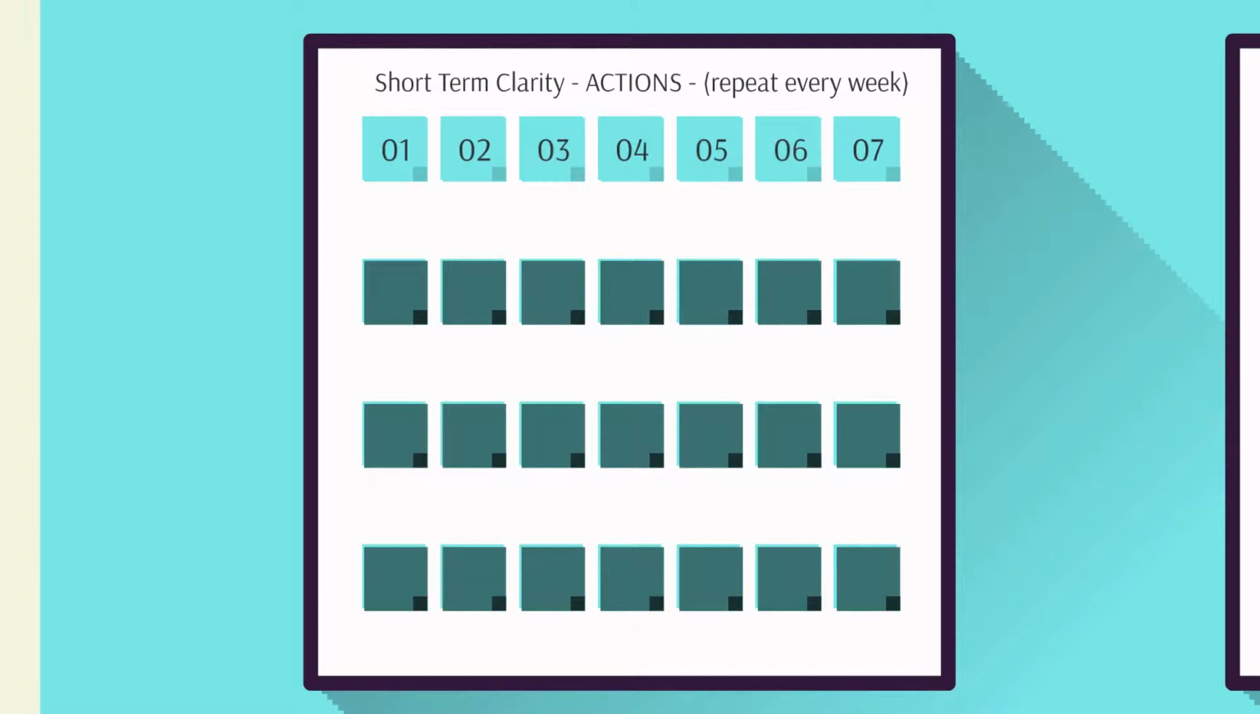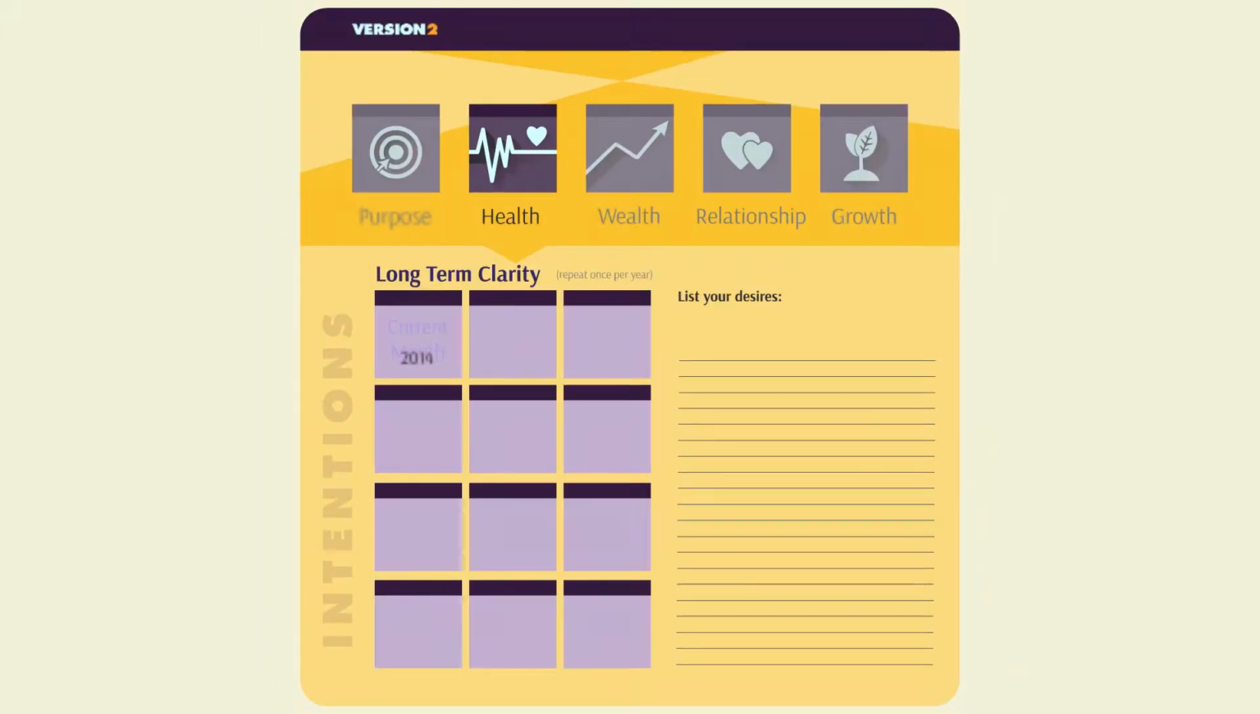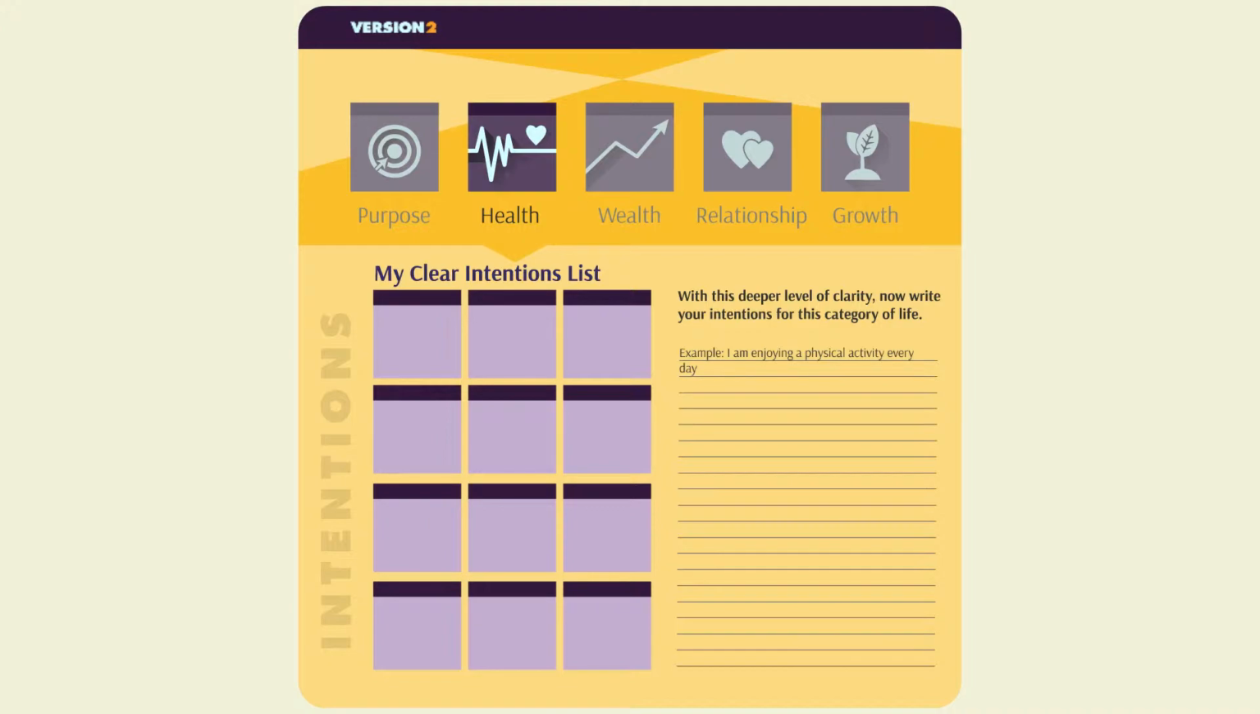And so let's start with an example as we go through this. So we're going to use the health category as we go here. And the first part of this process, long-term clarity, what you're going to do is look at this category of your life and ask yourself, what are your desires? In the 1 to 10 year horizon, what are your desires for your health? And you're going to make a list, whatever comes up for you, whatever's important, write all those desires down.